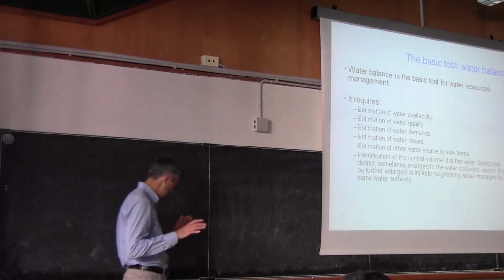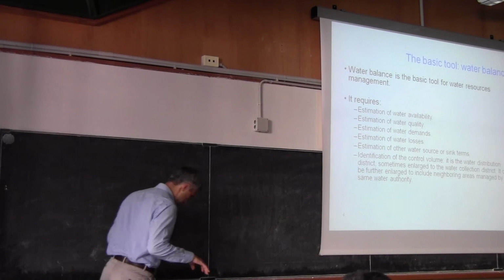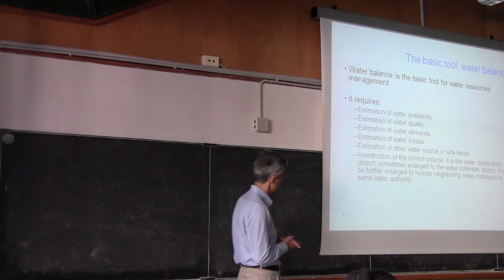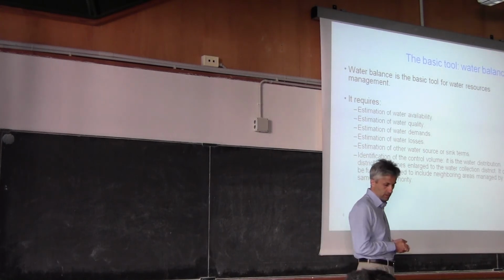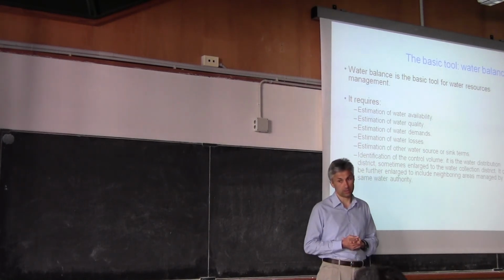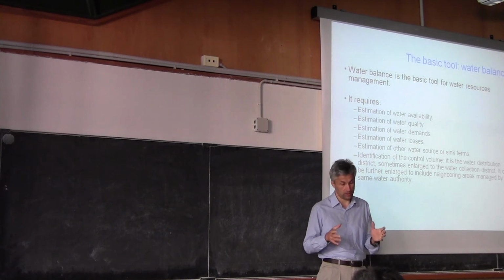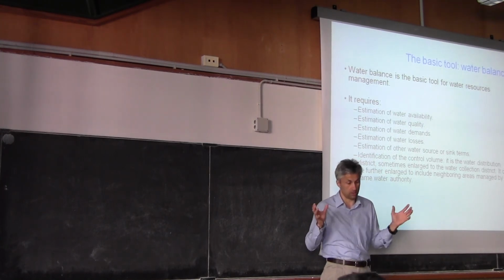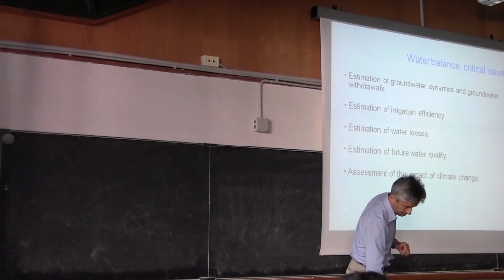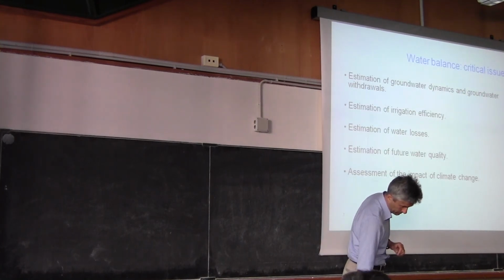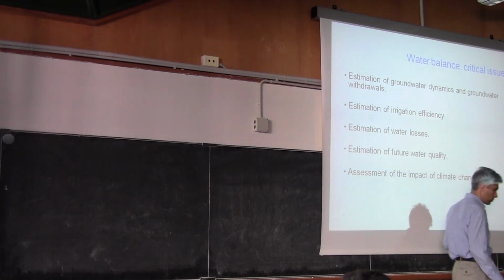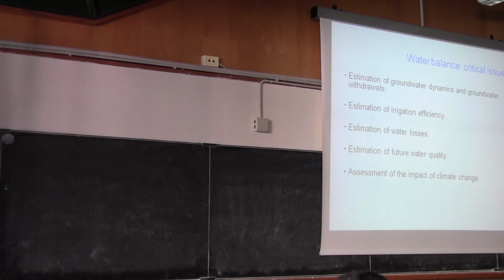So, availability, demands, water balance applied to a control volume that needs to be identified. And then you are not done, because given that you have a water problem, you have to take a decision on how to solve this problem. But before getting to the decision, let's summarize the critical issues.